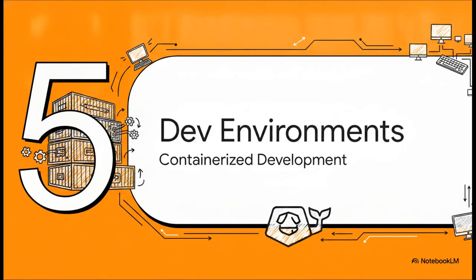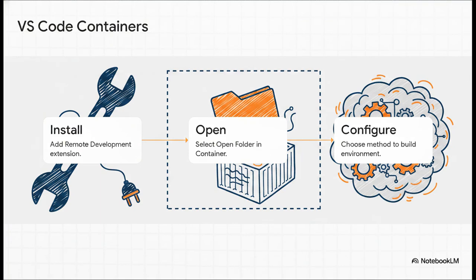Finally, let's wrap up with part 5, containerized development environments. We are finally curing the dreaded, well, it works on my machine syndrome. By pairing VS Code with Docker, you can literally move your entire development backend directly into a container. It's so easy. You just install the remote development extension pack, pop open the command palette, and tell VS Code to open your folder inside a container. It seamlessly bridges your local editor with a perfectly isolated Docker backend.